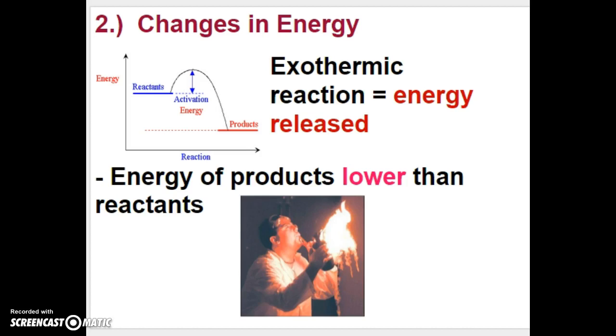So we can get different types of chemical reactions depending on what the energy levels are doing. In an exothermic reaction, okay, exo means outside. This is where energy is released. You may see a glowing or light given off. The sample may raise in temperature. So the energy of the products at the finish line is lower than the energy that the reactants had.